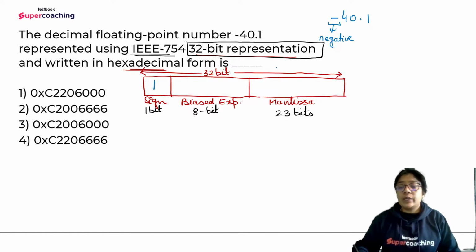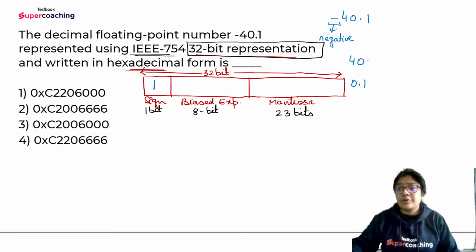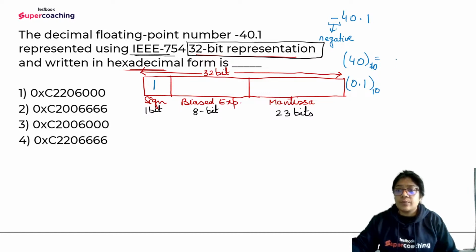Next is 40.1. That means we need to represent 40 and 0.1 in the binary format. This is in the decimal. We want to represent this in the binary. So it is 32 plus 8, 4, 2, 1. So I have got 1, 0, 1, 0, 0, 0.